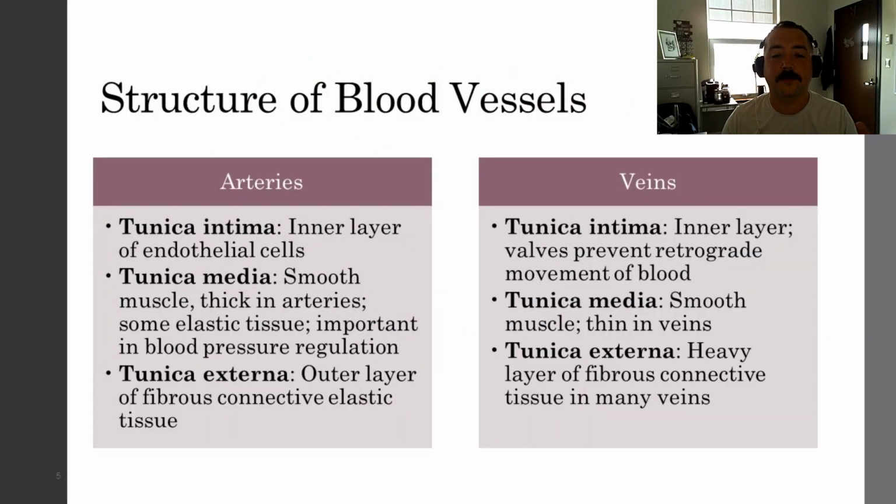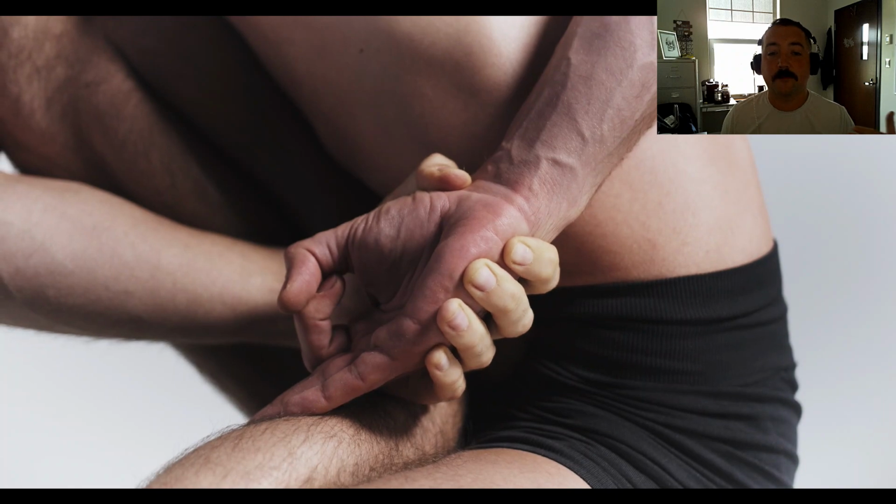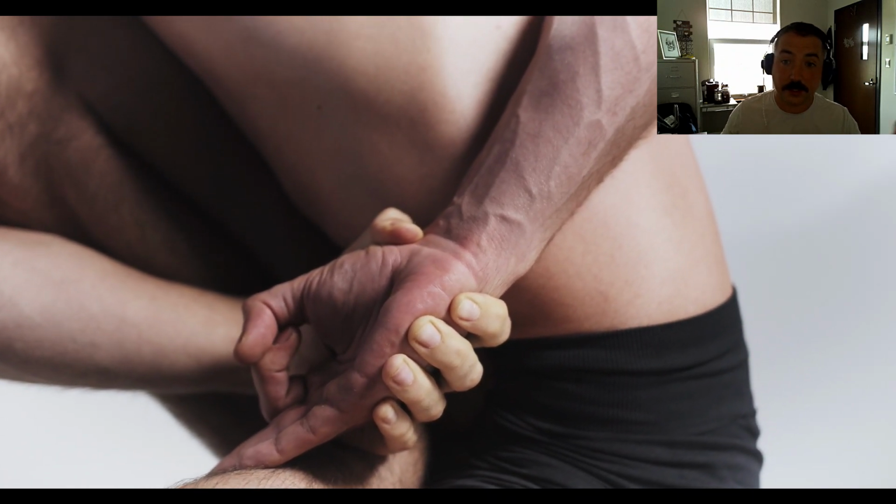So let's quickly compare the layers of the arteries to those of the veins. First off, you'll notice that the tunica media is way thicker in the arteries. This is because the blood in the arteries is traveling much faster and under higher pressure, because it's coming directly from the heart. It takes more strength to hold those vessels in shape, hence the thicker muscles. Blood in the veins travels with much less force since it's returning to the heart.